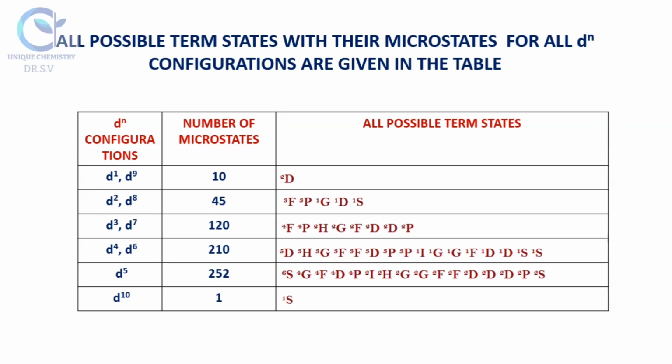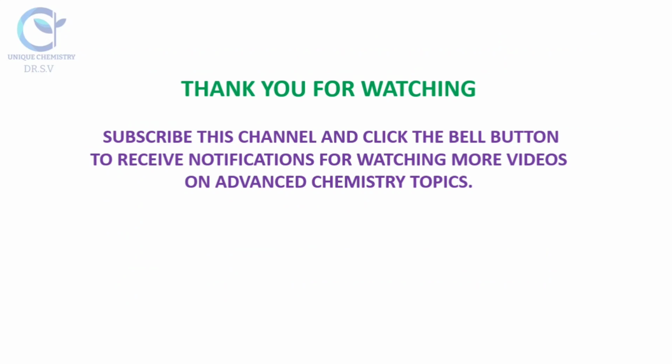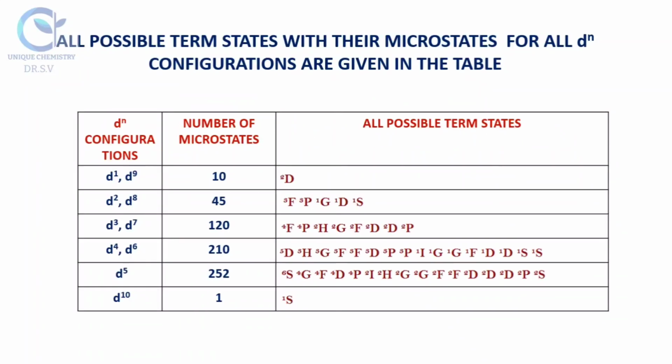For d4 and d6, the number of microstates is 210, and all possible terms are given. For d5, the number of microstates is 252, and all possible terms are given in this table. And the last one is d10, where the number of microstates is only 1, and the possible term is only one, a singlet S.